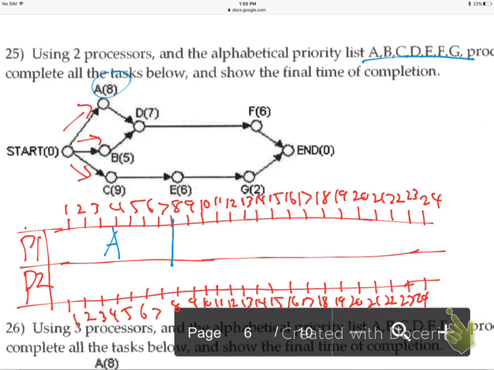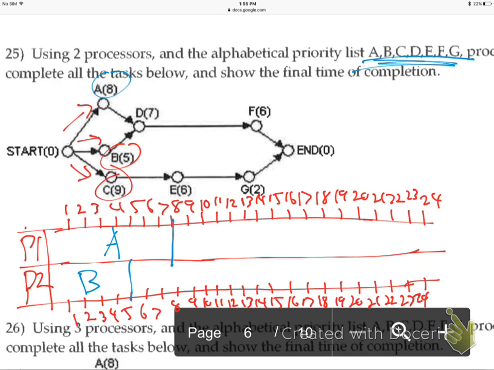So who's going to be next? The options are B or C. So we could do B or C, right? Which one, alphabetically? B will come first because B is before C in the alphabet. We're doing alphabetical this time. So B will go first. B is a 5-hour job. Good?